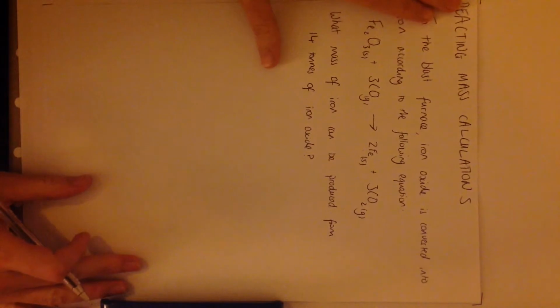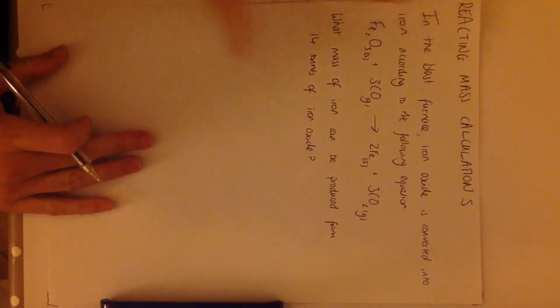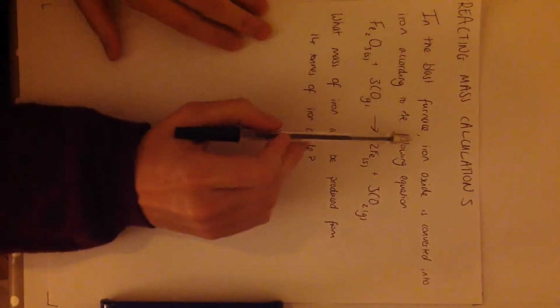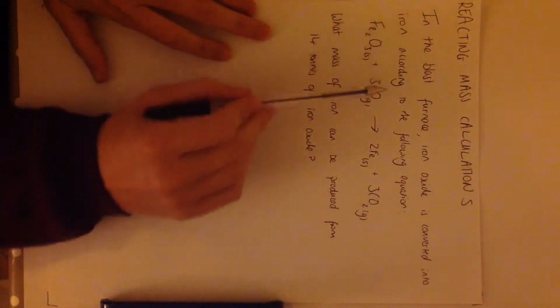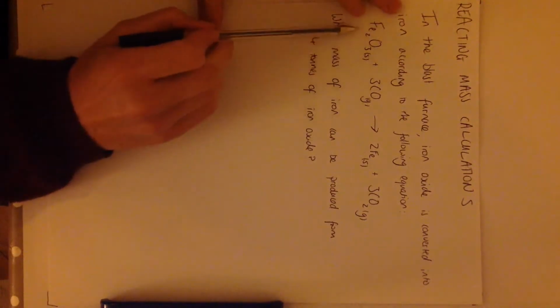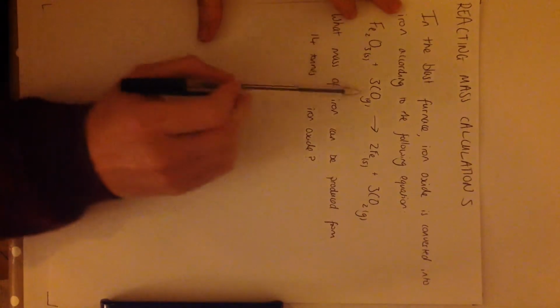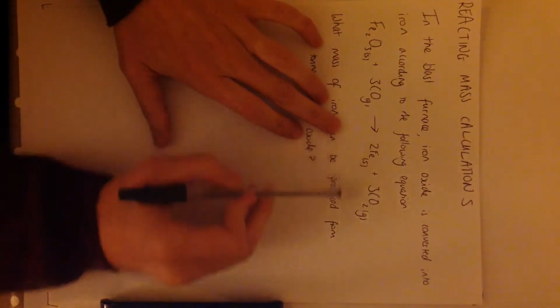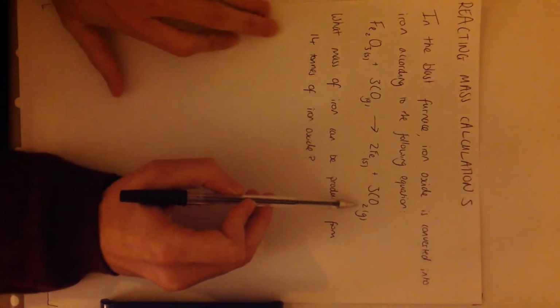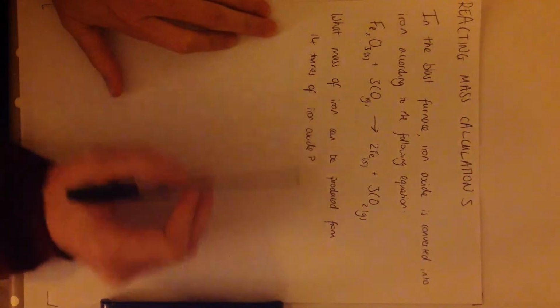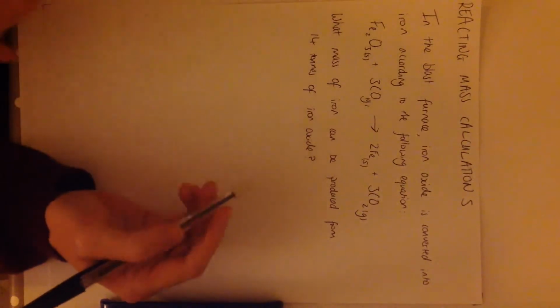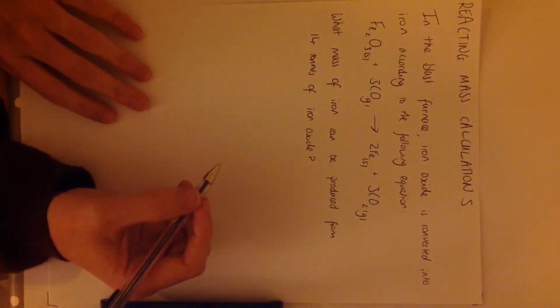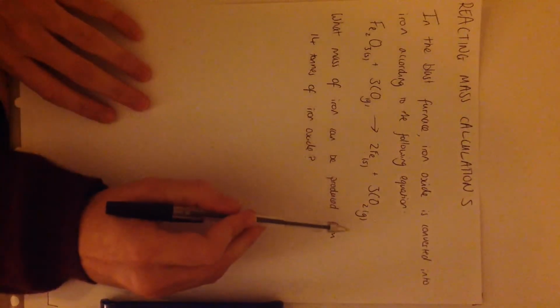This one's not so tricky, so we're going to have a look at a slightly more difficult one. In the blast furnace, iron oxide is converted into iron according to the following equation. Fe2O3, this is our formula for iron oxide, plus 3CO, carbon monoxide, makes 2Fe, iron, plus 3CO2, carbon dioxide. What mass of iron can be produced from 14 tons of iron oxide? Again, we must start with the balanced equation, and this is given above.